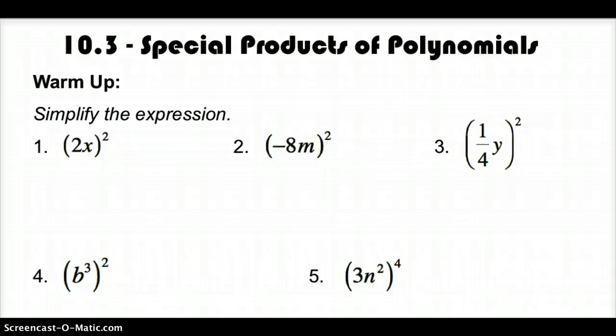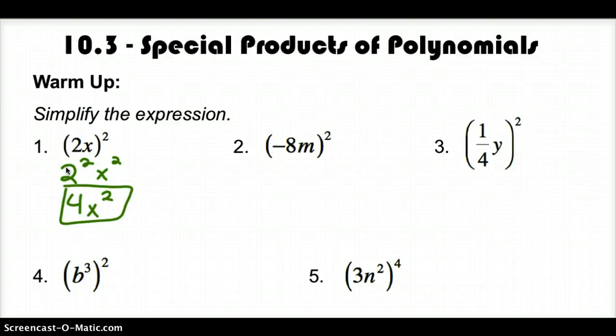come in handy here. Okay, so the first one, we have the product of 2x and all of that's being squared. So remember, the product to a power property said that we now have this is 2 squared x squared. And we know that 2 squared is 4, so 4x squared is actually going to be our simplified expression. Okay, should be good review for some of us.